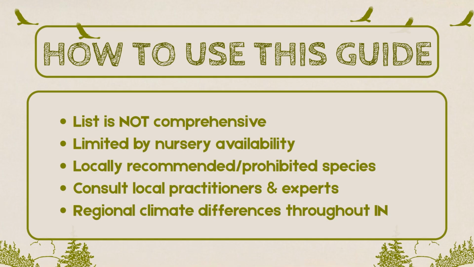You might be limited by nursery availability. You might go into the list and think, here are the things I want to plant, and be really set in that decision, and then contact the nursery and you can't source it. You might have locally recommended or prohibited species, so check with your city forester if you have one, look into your tree ordinance. Cities will have different rules, and you might find that you're not allowed to plant something.